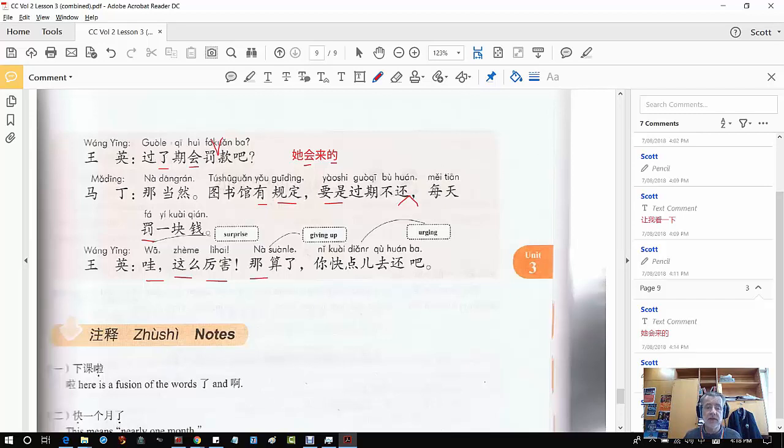那 again means a decision that's been made, a change of direction. 算了. And as we said in class, and as it says in your vocab list, that just means, well, forget it. Let's not do it. 你快点儿去还吧. And that 快点儿 again means, as it says there, urging, and it literally means hurry up and do something. As we mentioned in class, you might be going somewhere and your friend is a little bit slow, and you might say, hey, 你快点吧, 快点, hurry up. So that's what that means there.